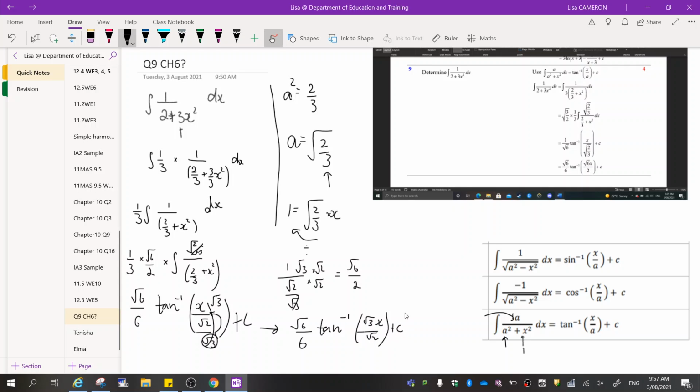Last thing to do is rationalize the denominator. Oh, I'm putting the answer here. Oh, this is ugly. Root 6 over 6, tan inverse 1. When I times this by root 2, it will become root 6x over 2 plus some constant. That's how they've ended up with that answer.